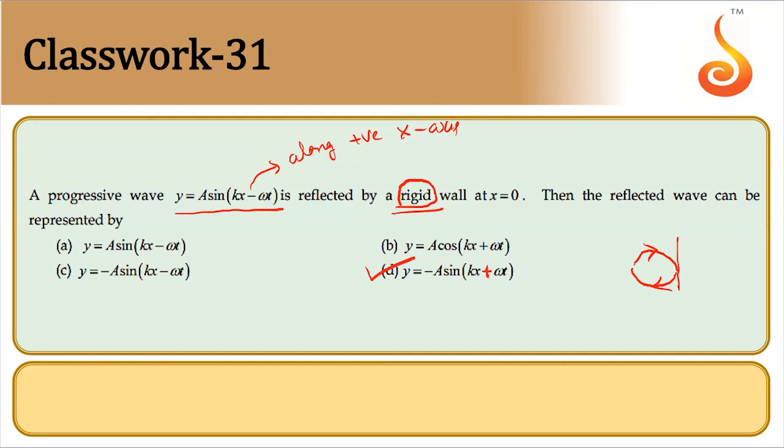So it is starting from negative half cycle. That's why minus sine kx plus omega t. It is traveling from right to left, that is, traveling along negative x direction. So it must be option D, minus a sine of kx plus omega t. Yes. Shall move on to next.